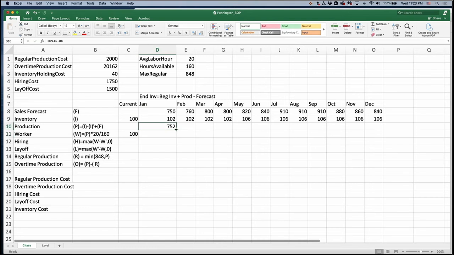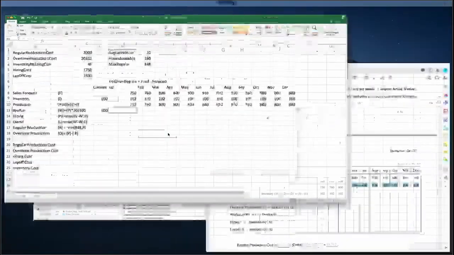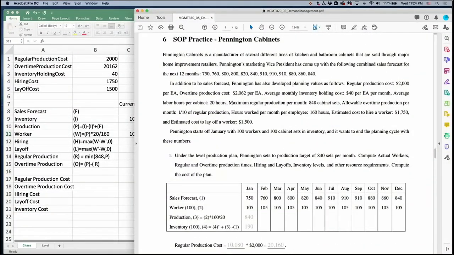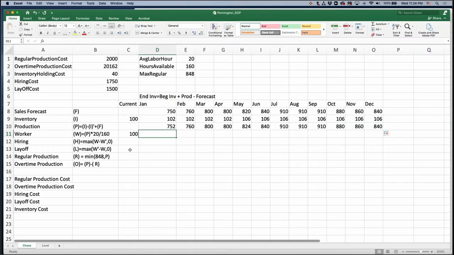So this is a production level, but there is some limitation on their maximum regular production hours. Here, the maximum regular production quantity is 848, but they also allow overtime. If they have more than 848, then it's overtime. They need some overtime. So to find the regular production hours, you can use this kind of equation.